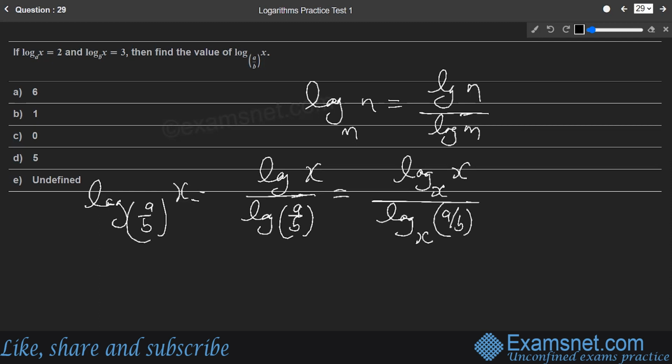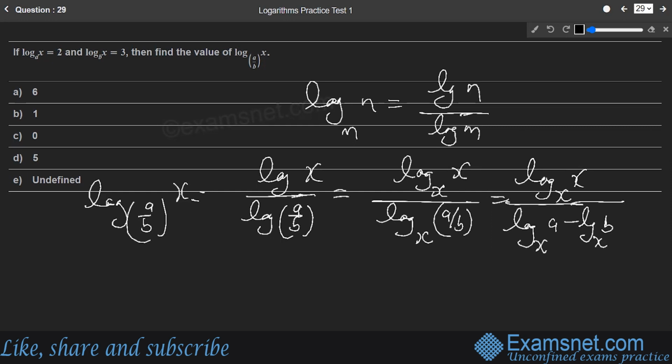And let us try to break this a/b using the property log m/n is log m minus log n. If we break this, the numerator remains as it is, log base x of x, and in the denominator we can break this down as log base x of a minus log base x of b. This is how it can be broken down.